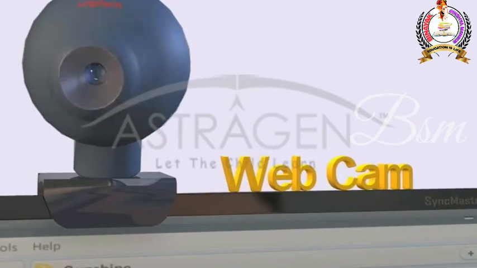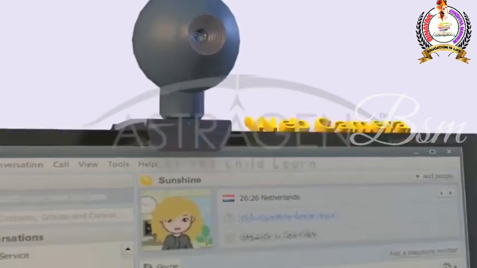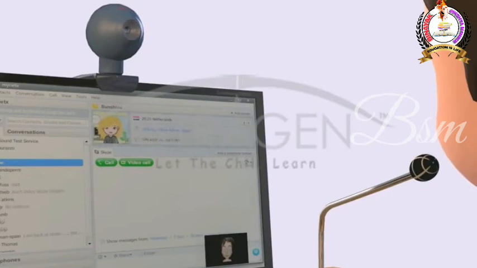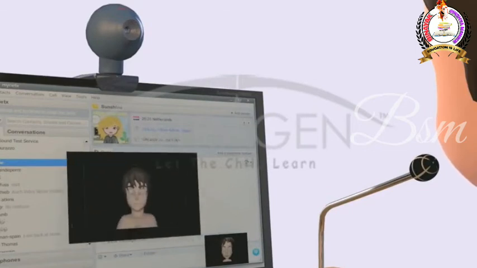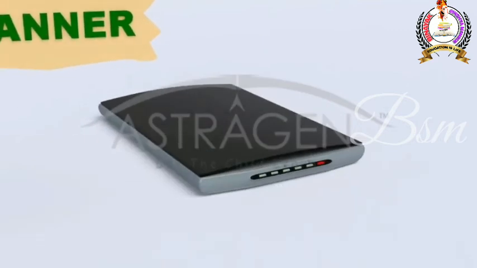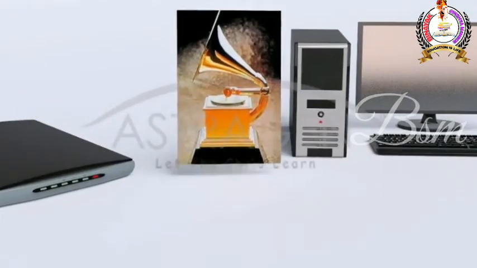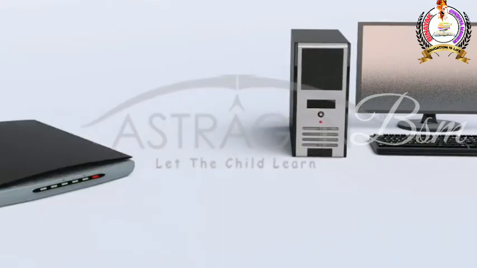Webcam. A webcam, short form for web camera, captures an image and sends it to the computer. Useful when speaking with any person on a computer, as you can also see the other person through the webcam while talking. Scanner. A scanner is used to input paper documents or photos into the computer. They are typically scanned as images like pictures and stored as per our requirement.